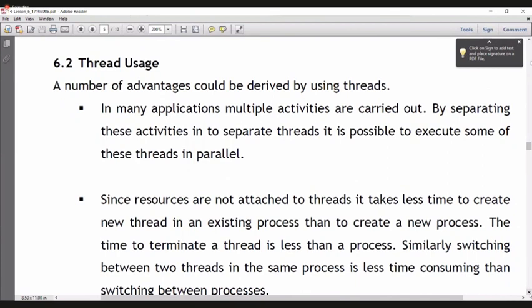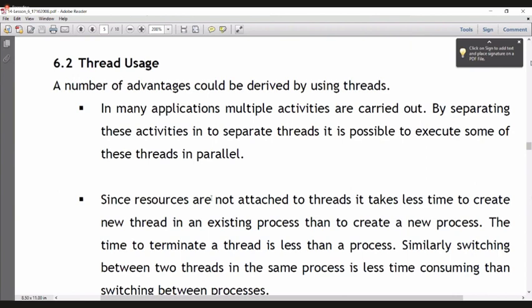So if it is so complex, why do we need to use threads? There are a number of advantages that could be derived by using threads. In many applications, multiple activities are carried out, right? By separating these activities into separate threads, it is possible to execute some of these threads in parallel. So it will make it faster. So that is one advantage.